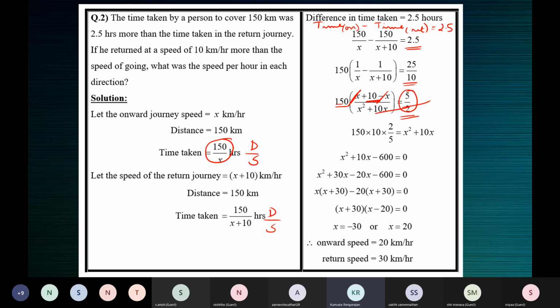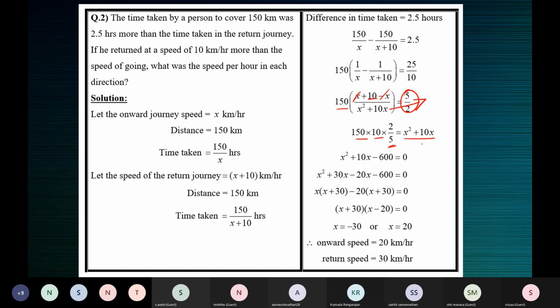And then this one, when you cross multiply, it goes up to the numerator on the other side. Very important, children: x and minus x gets cancelled. 150 into 10. 5 by 2, when transposed, becomes 2 by 5. And on simplifying this, you get 600. So onward speed 20, return speed 30.